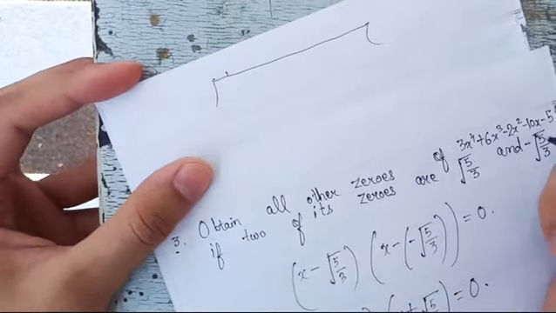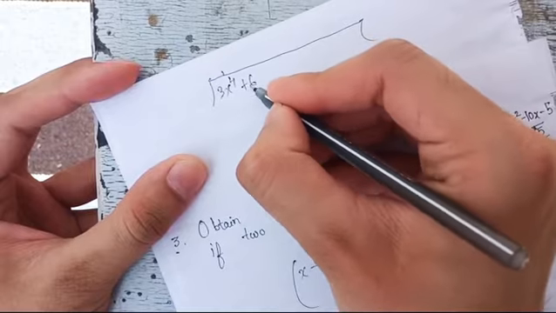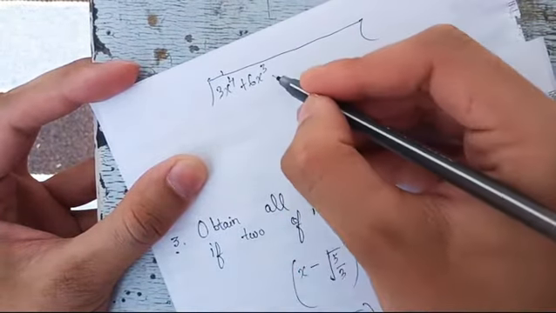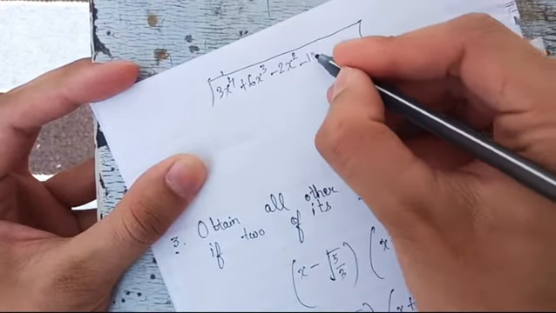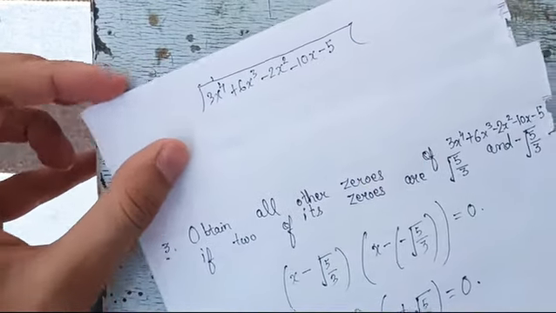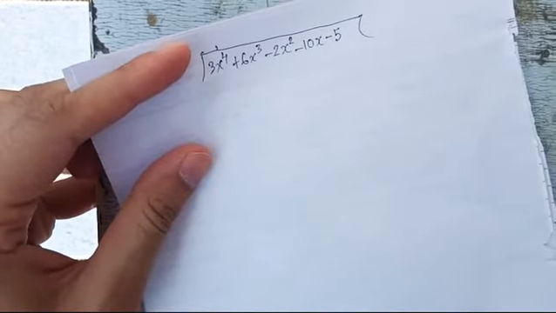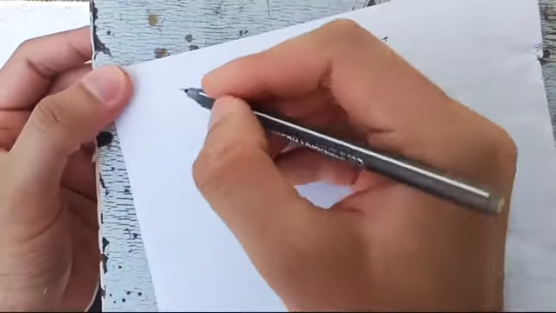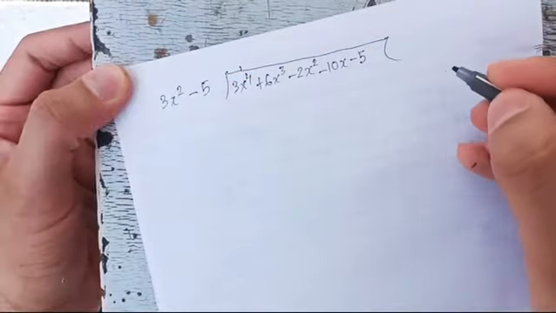Okay, what is the polynomial given to us? 3x to the power 4 plus 6x cube minus 2x square minus 10x minus 5. Now it will be divided by 3x square minus 5.